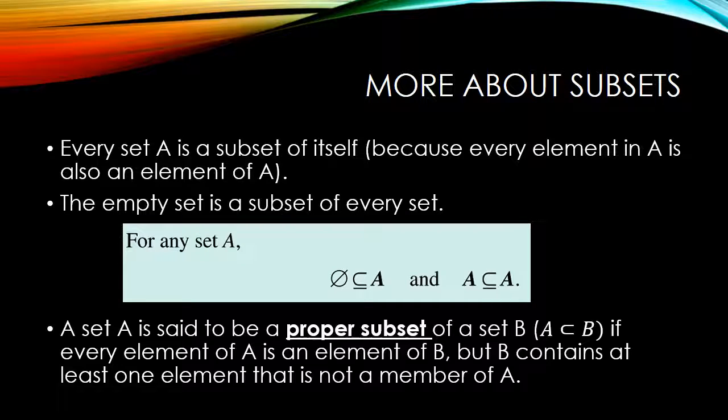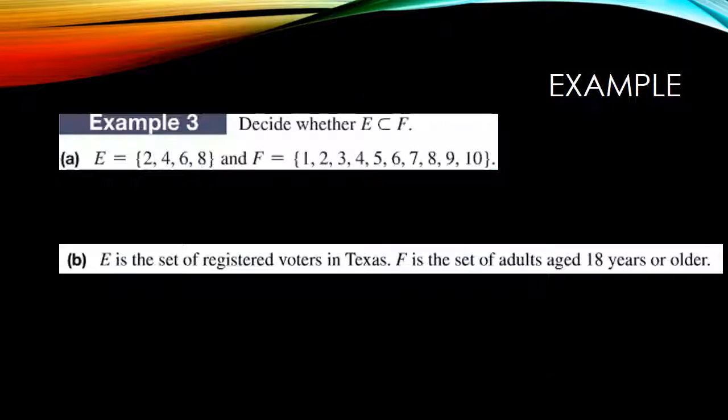And notice there's a slightly different symbol for that. We use the subset symbol without the line underneath. And again, that's called a proper subset. Okay, in these two examples, you're going to decide whether or not E is a subset of F. Pause the recording, give it a try, and resume the recording to see how you did.